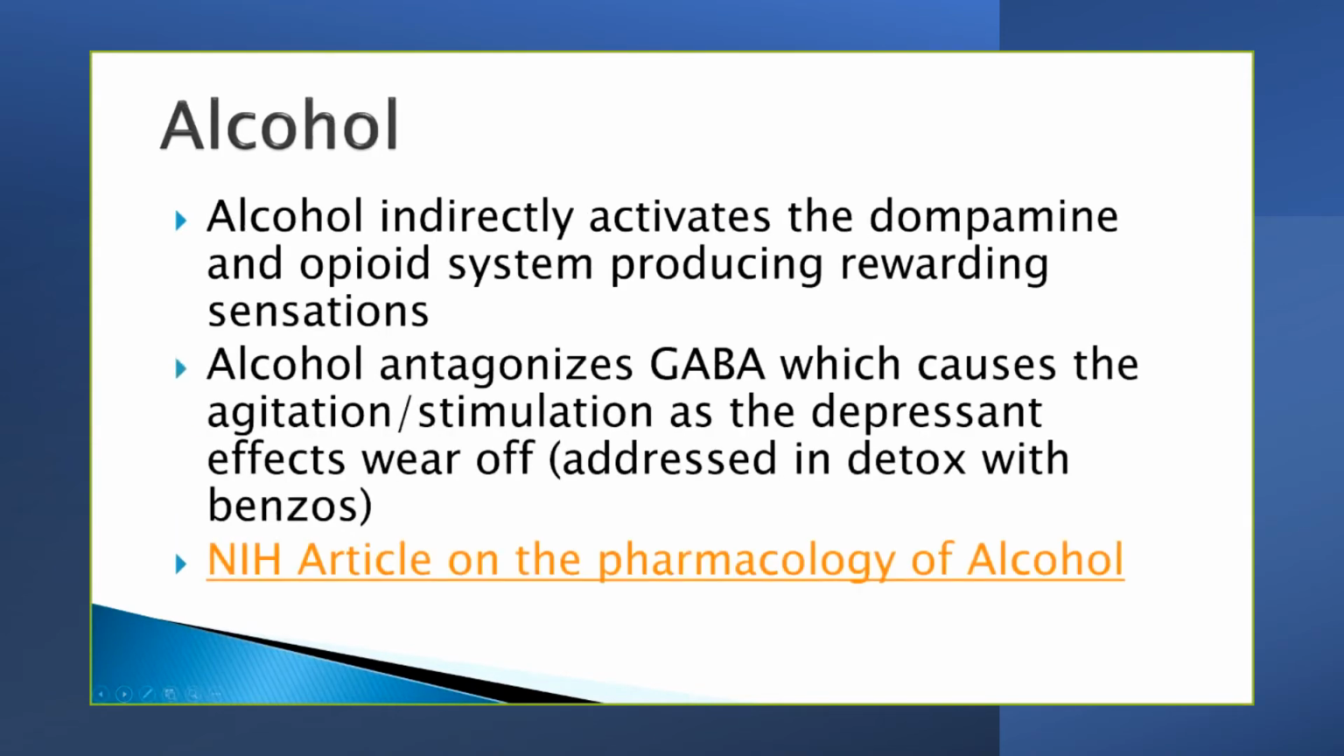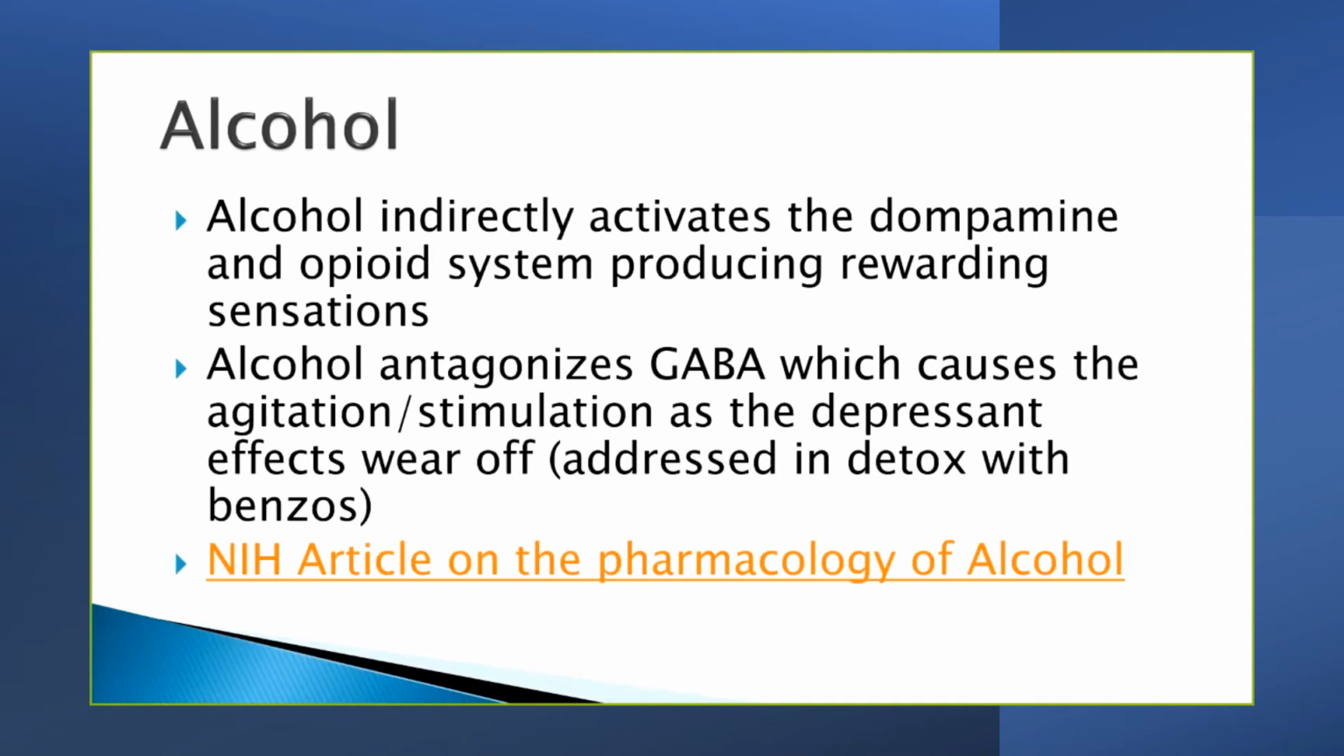So alcohol indirectly activates the dopamine and opioid systems, which produce the reward. When people drink alcohol and they are in a social situation, they may feel more relaxed, more sociable, more energized. When they're not in a social situation, they may feel more relaxed. Either way, and again, you can get down into the weeds on the pharmacokinetics of this, but the dopamine and opioid systems are activated.